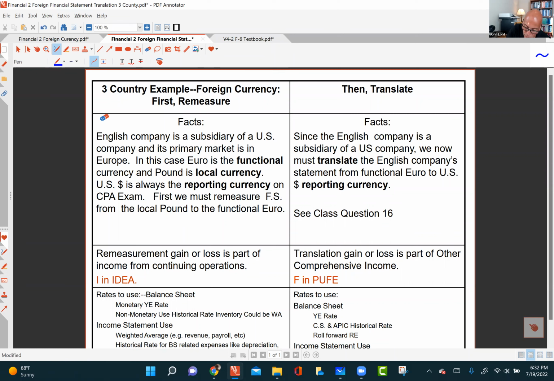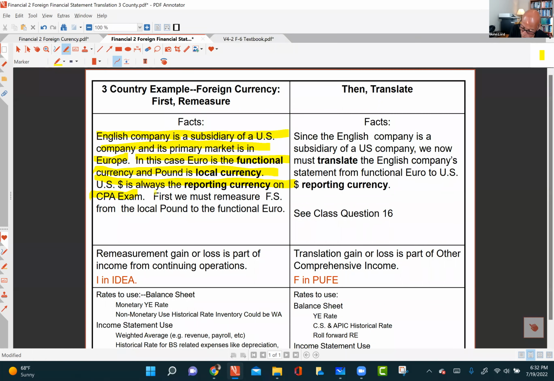And so now we have three countries. We have an English company, and it is a subsidiary of a US company, and its primary market is Europe. In this case, the euro is the functional currency, the pound is the local currency, and the US dollar is always the reporting currency on the CPA exam.